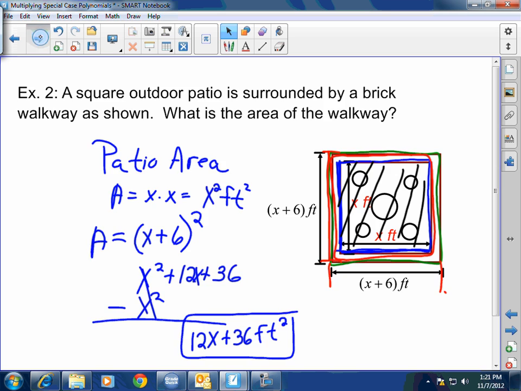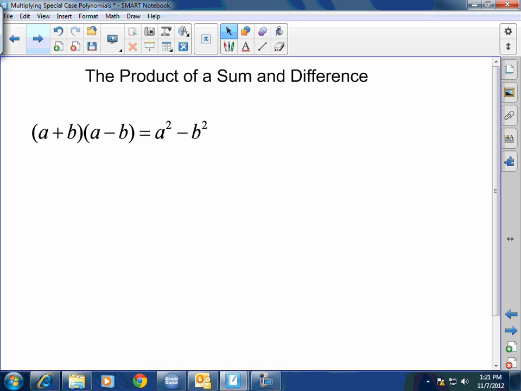Now, let's finish this up. This is a product of a sum and difference. Okay? This is the second type. The product of a sum and difference. Now, this is very, very easy. When you have a plus b times a minus b, your product, I promise you, will always be a squared minus b squared. And I'm going to show you why, guys.